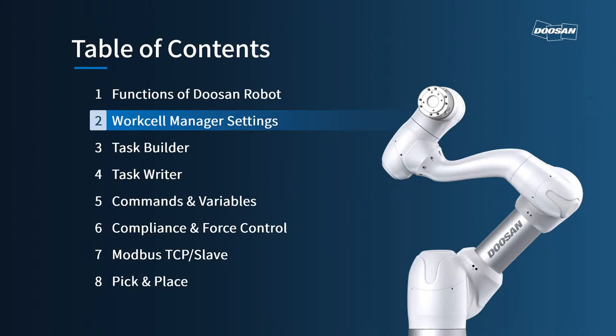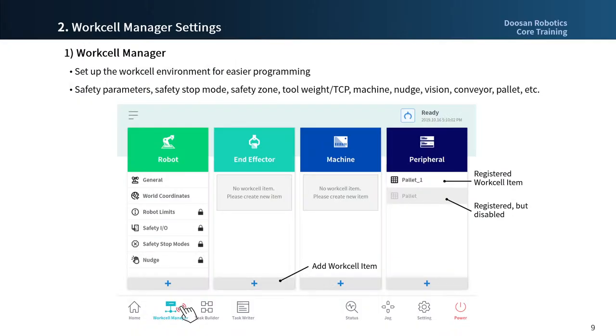This time, I will explain the working environment of Doosan Robot using the Dart platform. You can set the working environment in the Workcell Manager. As I mentioned earlier, the overall setup of the robot feature is done in the Workcell Manager. If you connect the robot to the Dart platform, which is the dedicated teach pendant for Windows, you can demonstrate how to use it by category, and it will be easy to understand the function.